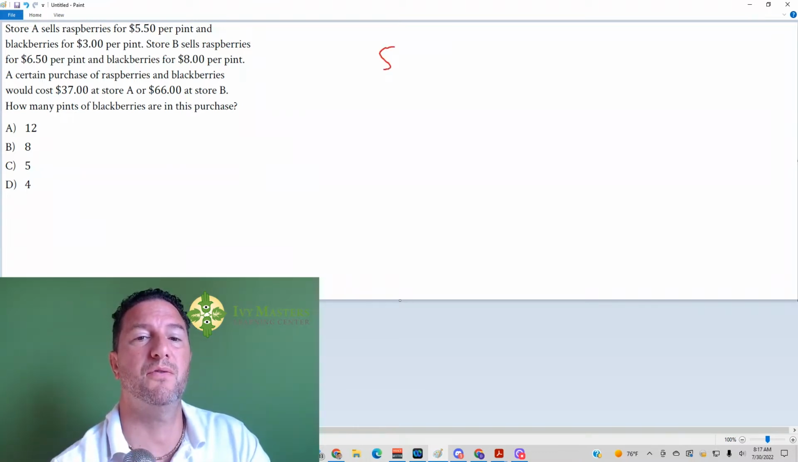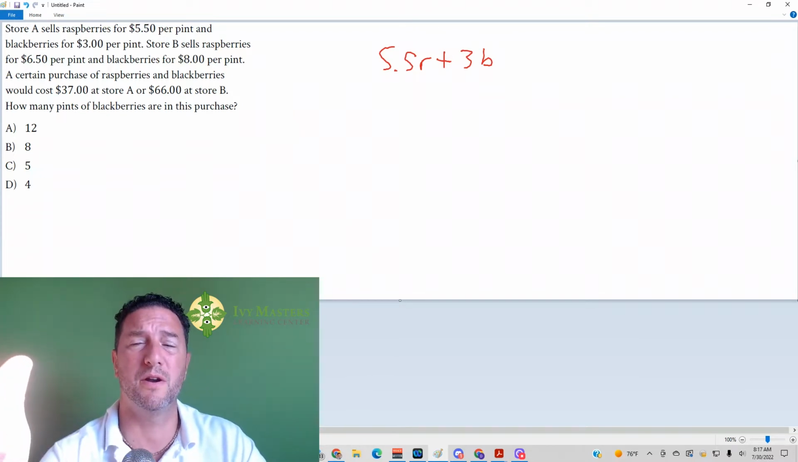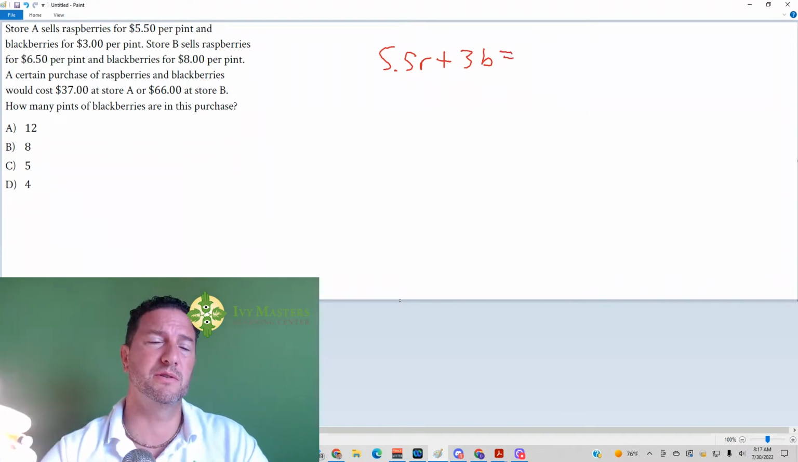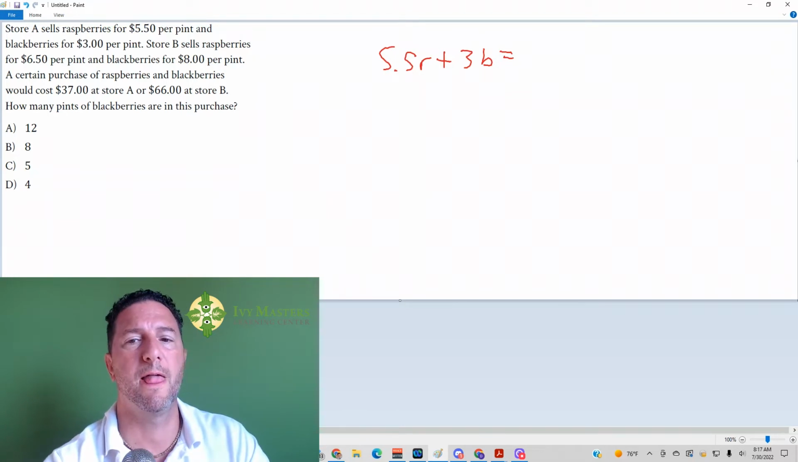It's going to be 5.5R, because it's $5.50 for raspberries per pint. And you're going to be adding, because you need the total cost. It says the total cost is 37 there, plus 3B. Now, I'm a big fan, notice, I don't use X and Y. I use letters that are associated with what they stand for, because it's easy to say, oh, I solved for X and I thought it was raspberries, but it was blackberries or whatever. So anyway, that's going to be 37.